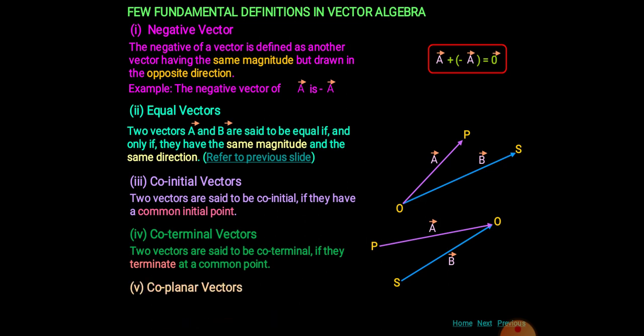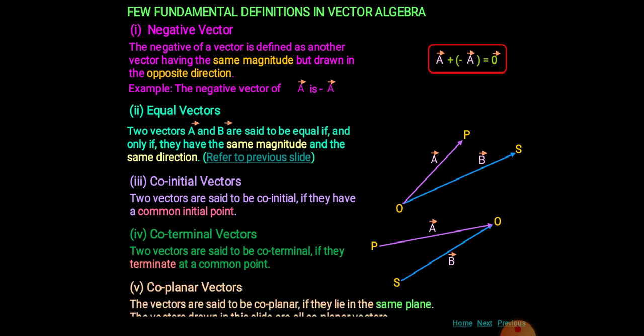Try to understand the coplanar vectors. Vectors are said to be coplanar if they lie in the same plane. This type of vectors we know as coplanar vectors if they are in the same plane. These vectors are coplanar vectors.